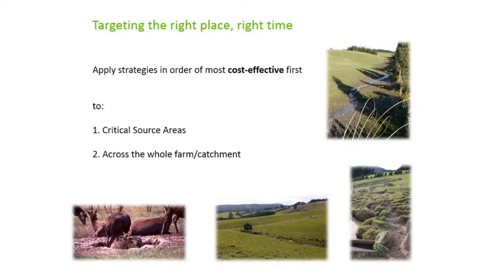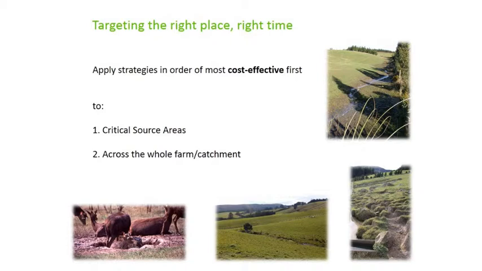So, in applying that theory around critical source areas, let's just look at some of the numbers. So, is it more cost effective to apply them to critical source areas than to apply them untargeted either across the farm or the catchment? I think you can see where I'm going with this.